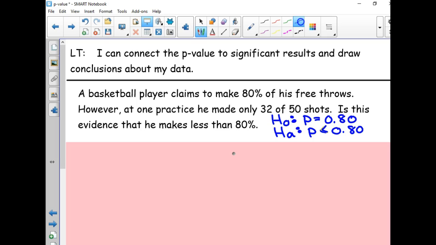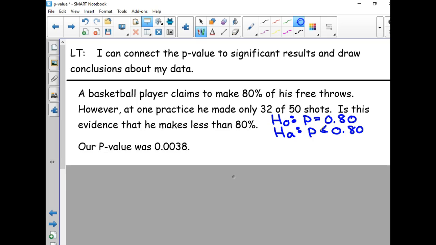All right, well, we went through, we did the do part. We stated our sampling distribution. We found our statistic, 32 out of 50. We found our z-score, and then finally we found a p-value. And this is our p-value, 0.0038. So now we have our p-value and we have to say, well, are our results significant?